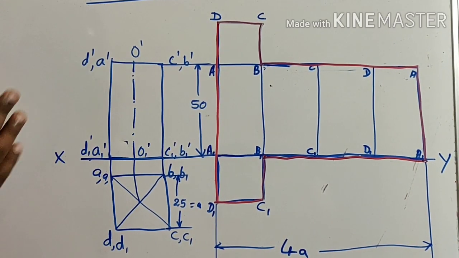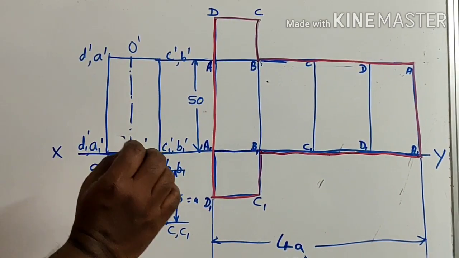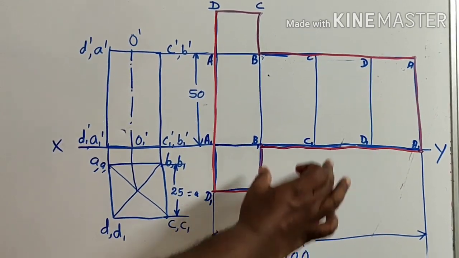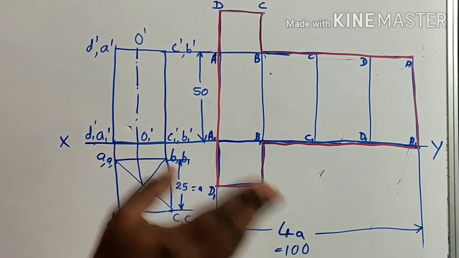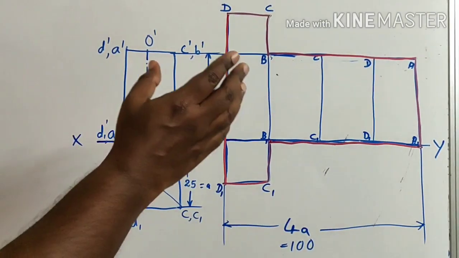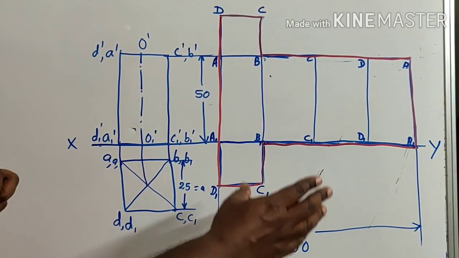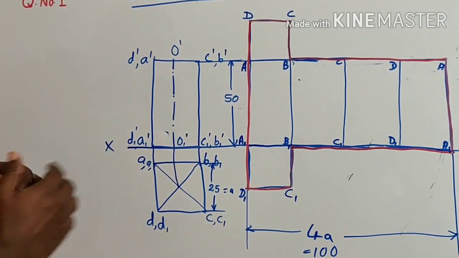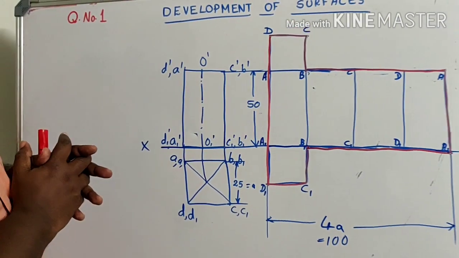Now it is very simple. As you know, simply you are calculating 4a since it is a square. If it is a pentagon, you have to go for 5a. If it is a hexagon, you have to go for 6a. That is the only difference. The height will be one and the same.